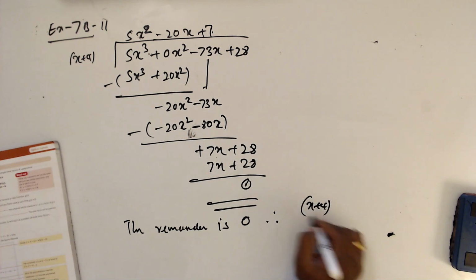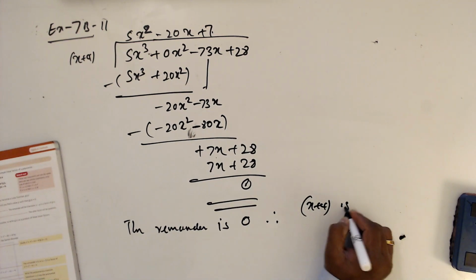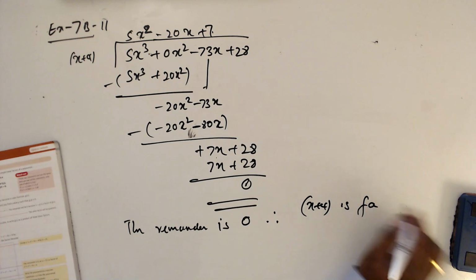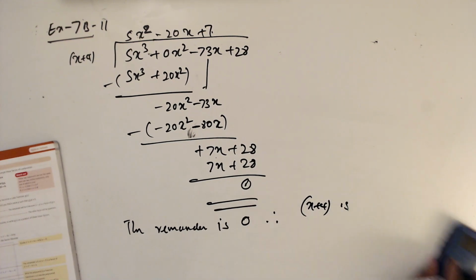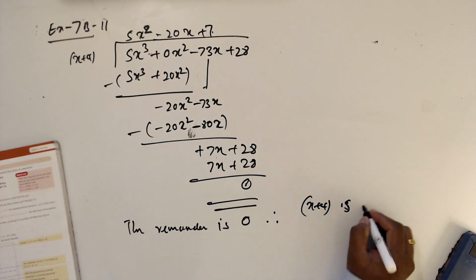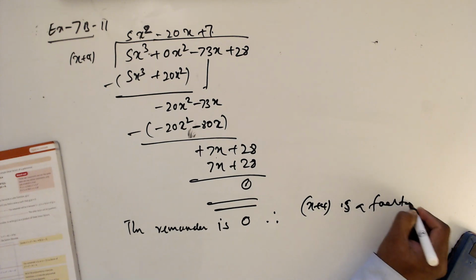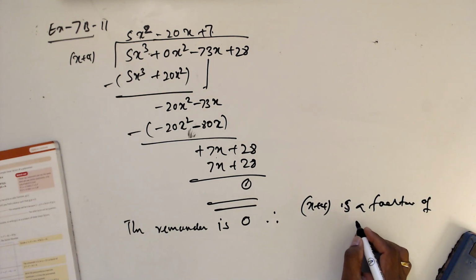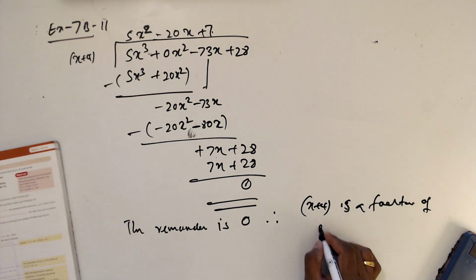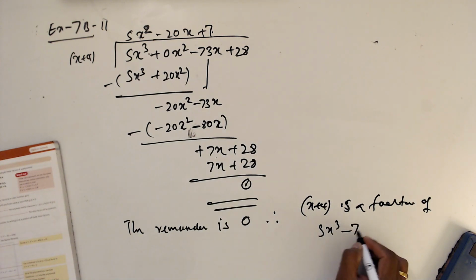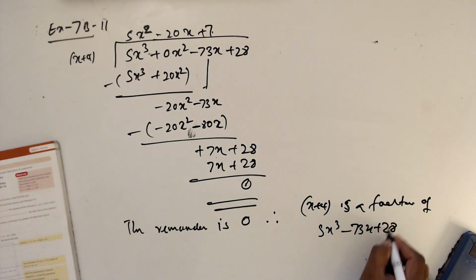Hence, x plus 4 is a factor of 5x cubed minus 73x plus 28.